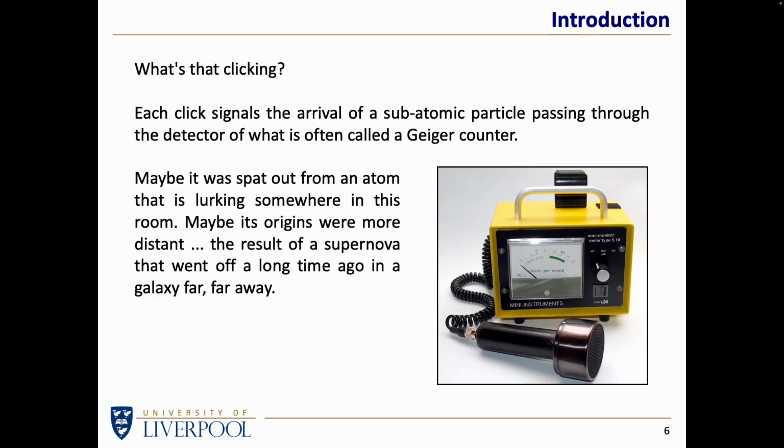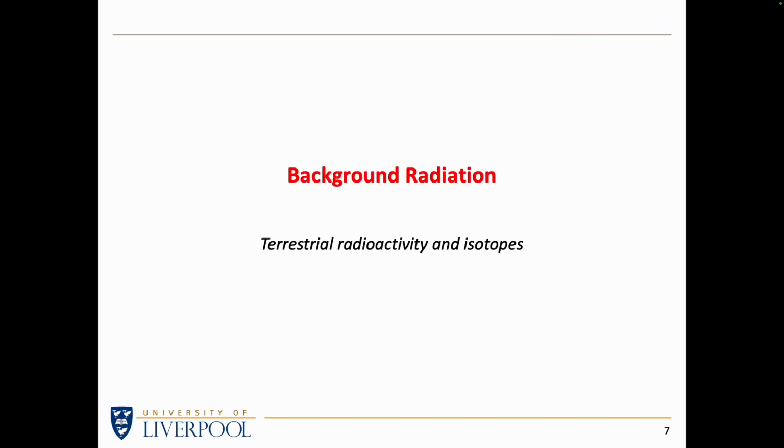So what are these particles? Well, maybe these particles were spat out from an atom that's lurking somewhere in this room. Maybe the particles that we are detecting with these clicks have actually come from a more distant origin. Maybe they've come from a supernova that went off a long time ago in a galaxy far, far away. But the Geiger counter can't tell us that. The Geiger counter just clicks to tell us something has arrived. It'll tell us the rate of radiation arrival. It won't allow us to identify what type of radiation that is. We'll need something else if we want to be able to identify them.